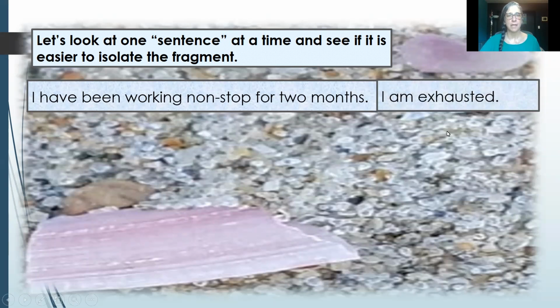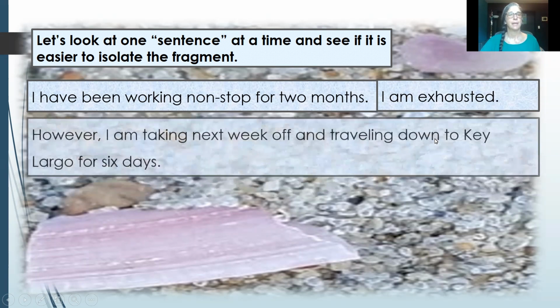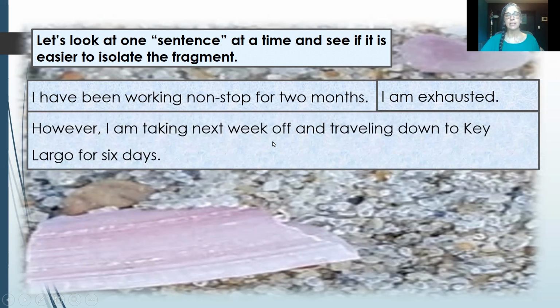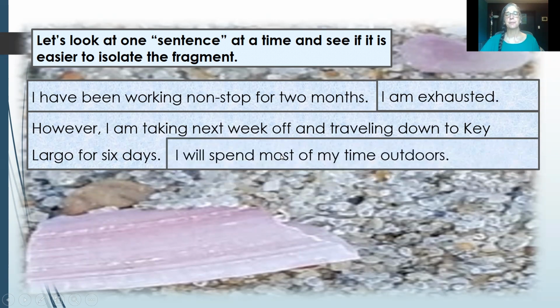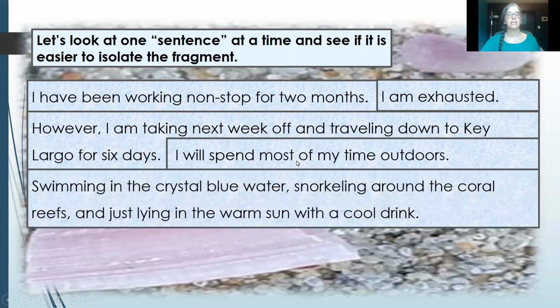I am exhausted. Very short sentence, but it is also an independent clause. It has a subject and a verb. However, I am taking next week off and traveling down to Key Largo for 6 days. Independent clause, complete sentence. I will spend most of my time outdoors. Independent clause, complete sentence. Swimming in the crystal blue water, snorkeling around the coral reefs, and just lying in the warm sun with a cool drink.